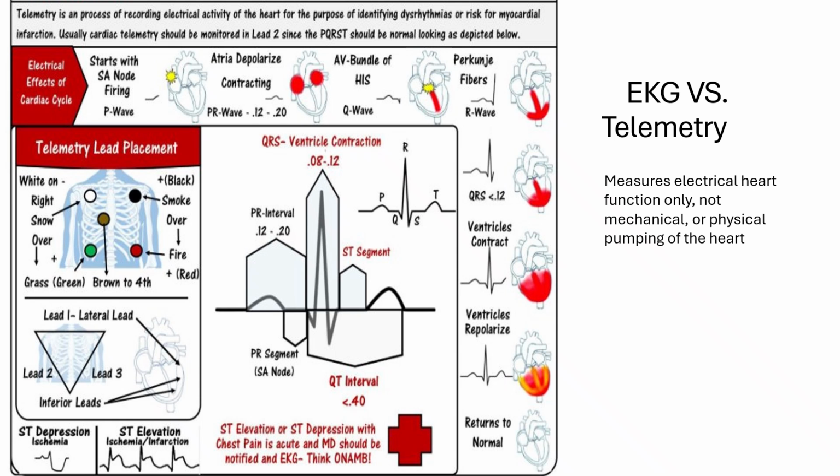A lot of times we're going to use telemetry, which is only going to allow us to view the heart from one lead at a time, generally lead two, but we can see what is occurring on an ongoing basis. So although it's not as specific, since we have continuous monitoring, we may be able to detect certain things faster.